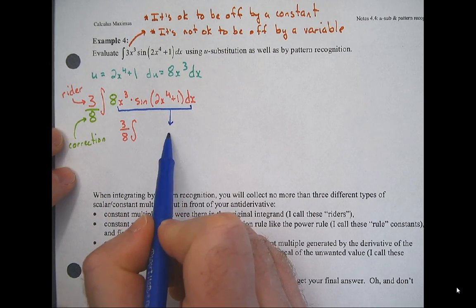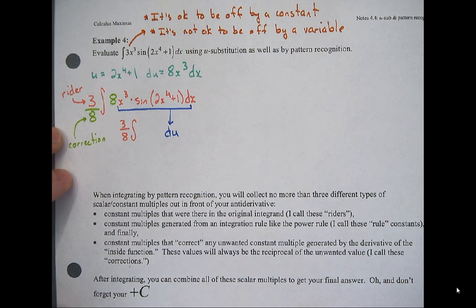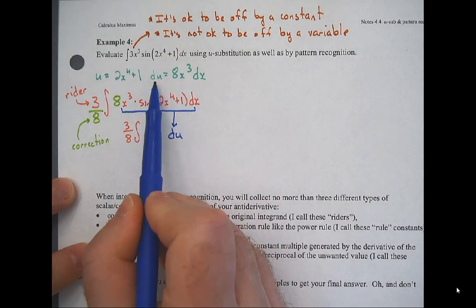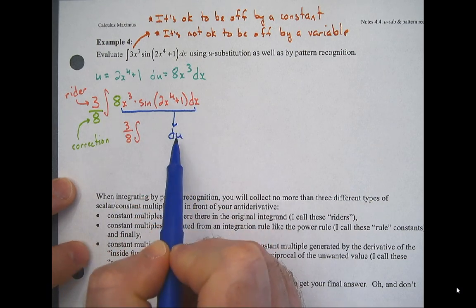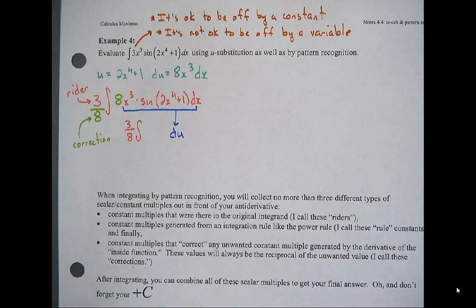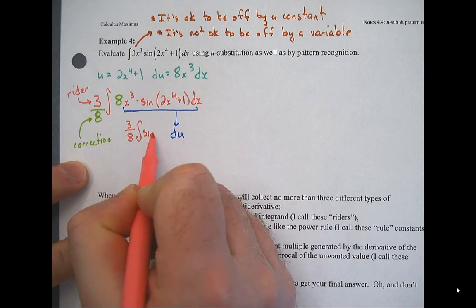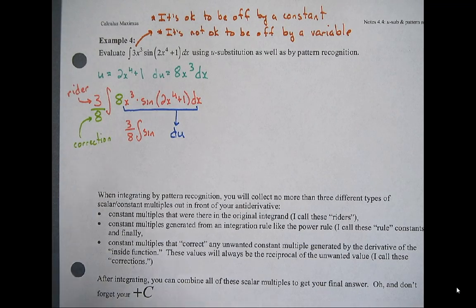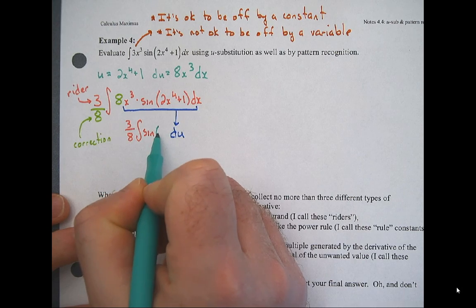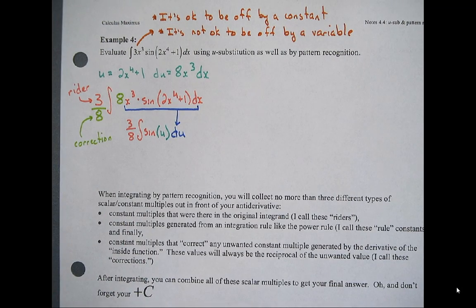To make a du, I'm going to take the 8x cubed times dx, which is equivalent to du. So I'm going to sub out those two things and replace them with du. Then I've also got the sine of, but what did we say? 2x to the 4th plus 1. We said that was equivalent to u. So now I've taken this integral that was fairly complicated up here, and I've taken the integrand and turned it into something that's super easy to integrate.